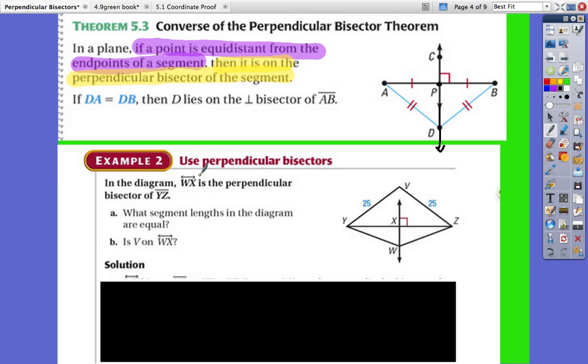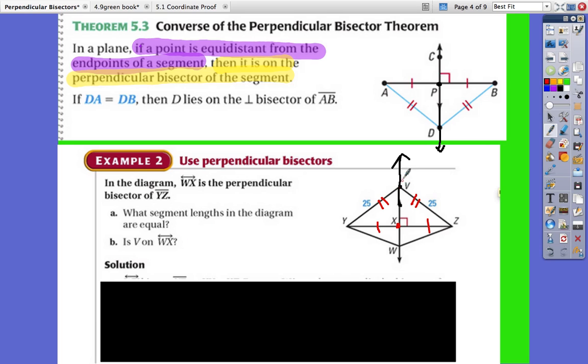In the diagram, WX is the perpendicular bisector of YZ. So you can always go ahead and extend the perpendicular bisector. A. What segment lengths in the diagram are equal? Well, if WX is the perpendicular bisector, then XY has to be congruent to XZ because X is the midpoint. If this is the perpendicular bisector, then YV has to be congruent to VZ, and it is. They're both 25.